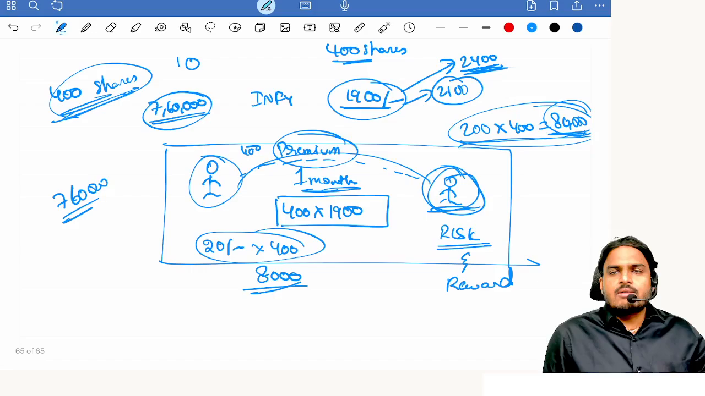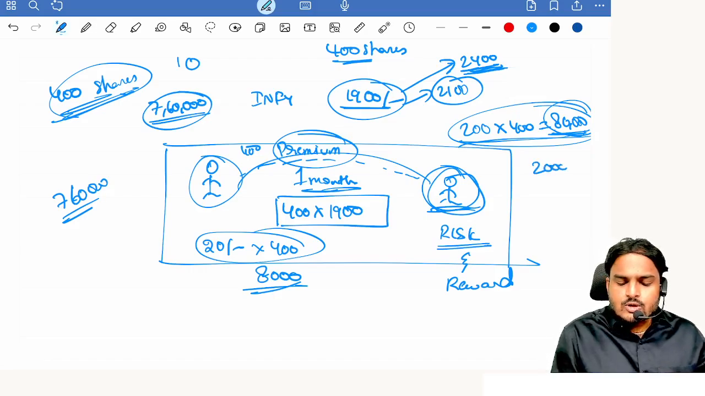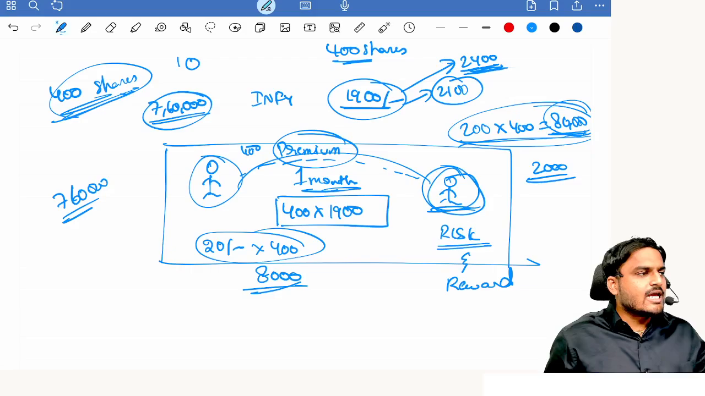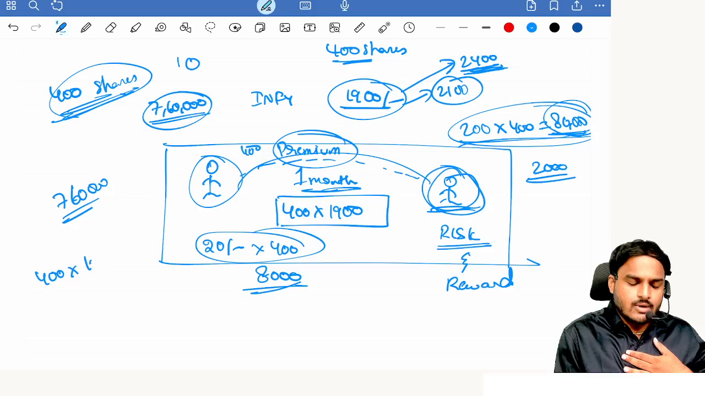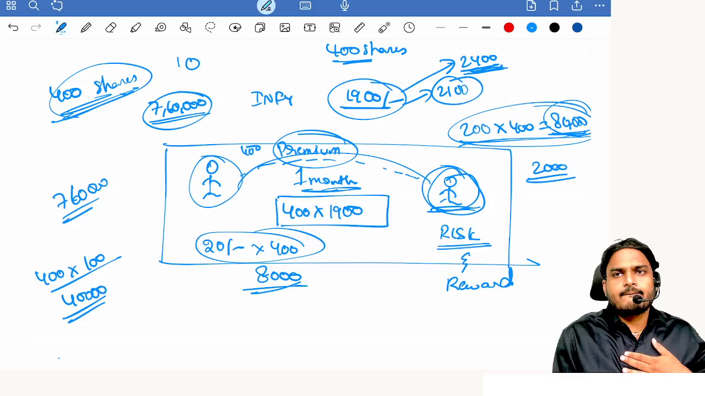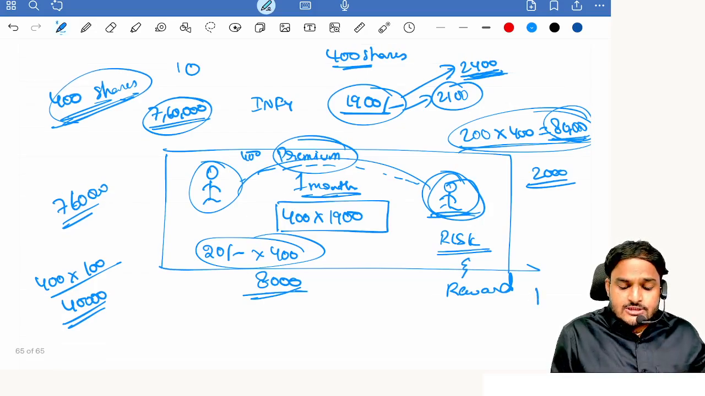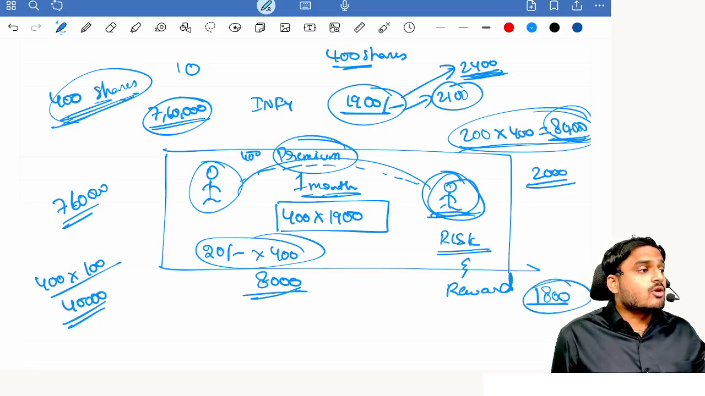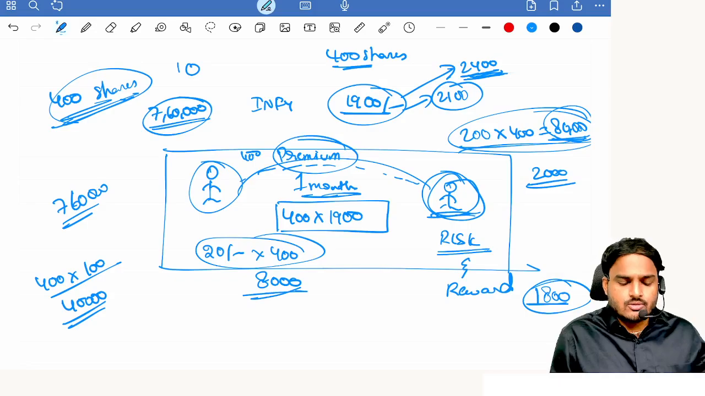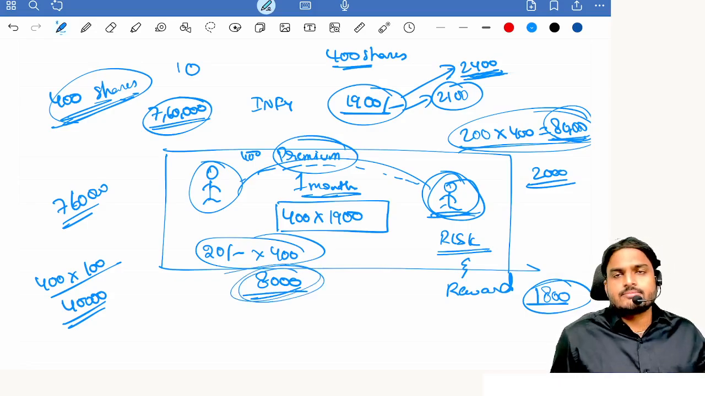Imagine after 1 month, if share price reaches 2,000, definitely I'll be at profit. Yes or no? How much profit? 400 shares into 100 rupees profit. That means 40,000 is my profit. If share price falls to 1,800, imagine, how much loss to me? My loss is just 8,000 only.